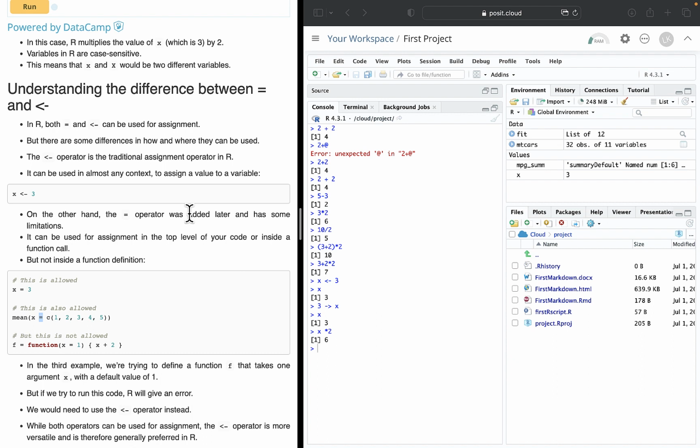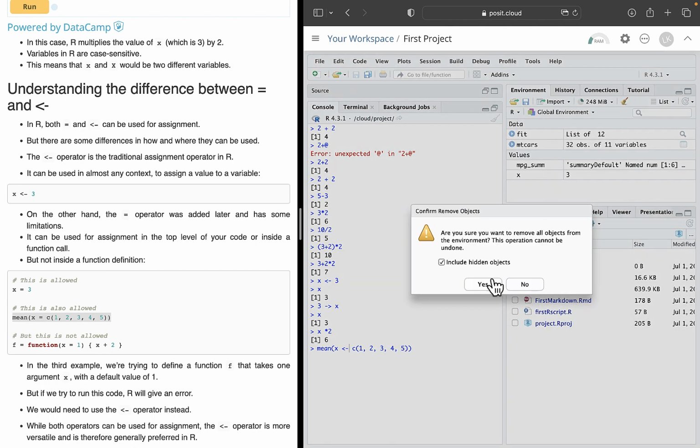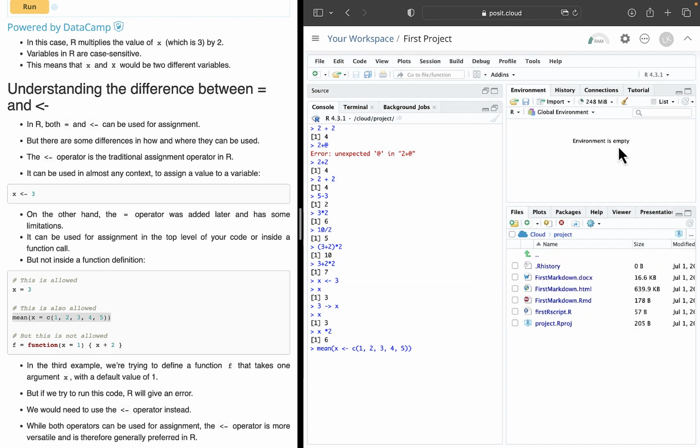The one thing that will get you in trouble sometimes is if I do something like this. I'm going to copy this function just like this, and I'm going to come in here and change that to the assignment operator. First of all, I'm going to clear out my environment so I don't have anything else in here. I did that by clicking the broom. And now I'm going to do this mean. I'm going to execute this function. And what happens?